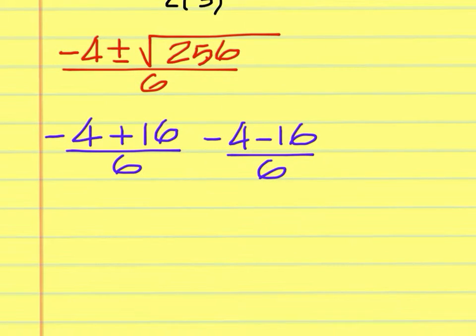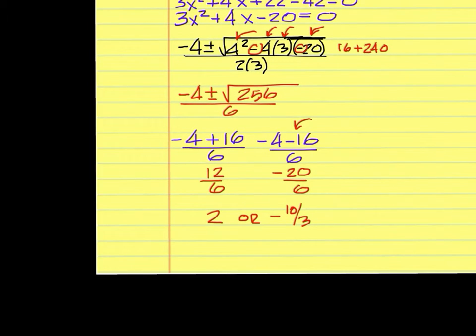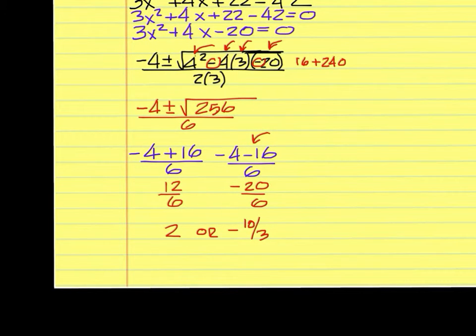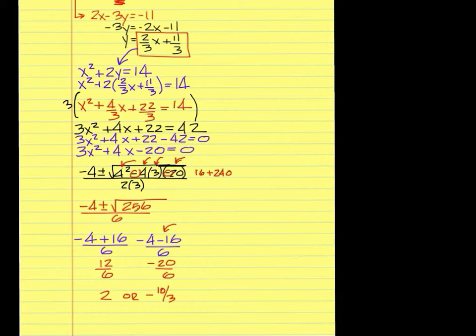On the left-hand side, negative 4 plus 16 is 12, divided by 6 is 2. Over here we have a negative 20 divided by 6. Negative 20 over 6 is the same thing as a negative 10 over 3. So you have two values of x that you have to go back and plug into your original problems up here at the top, those two equations. So let's take the 2 and the negative 10 over 3 back up here to the top, and let's choose the first equation.